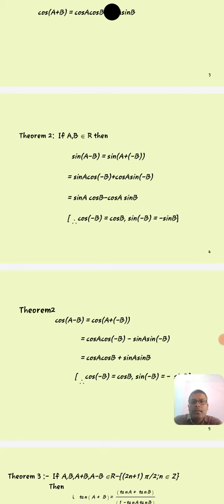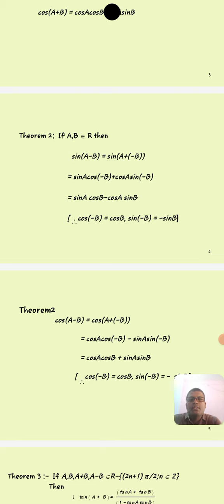Therefore, this is also already given. You observe at the bottom of the page: cos of minus b is equal to cos b, and sin of minus b is equal to minus sin b. So you observe, a, b belong to R, sine of a minus b.